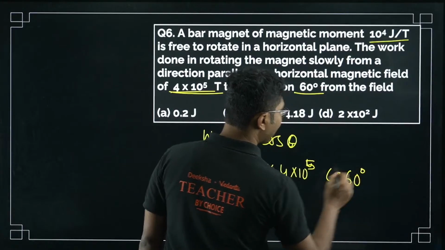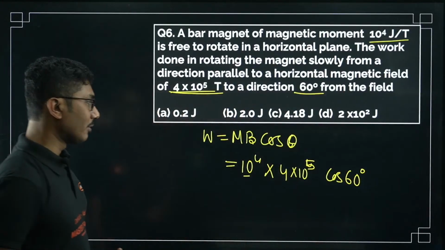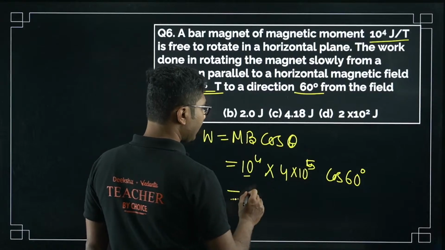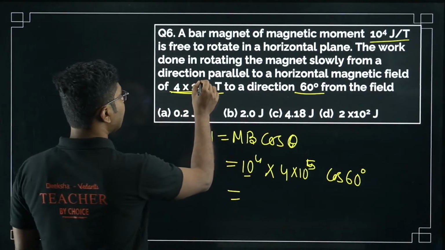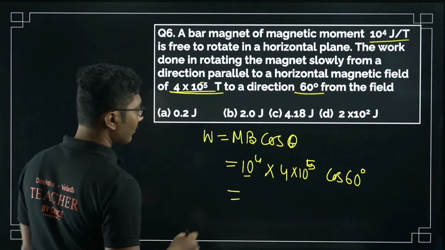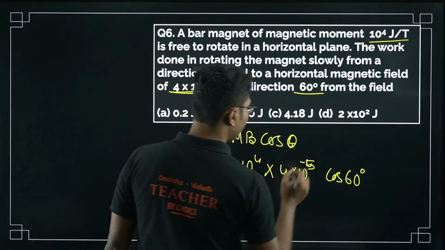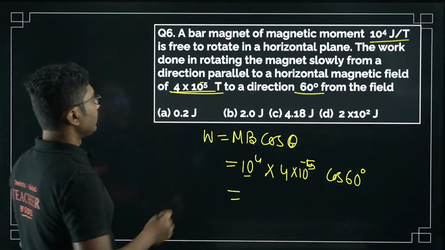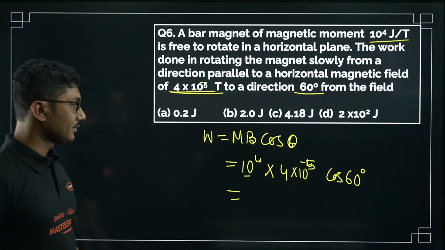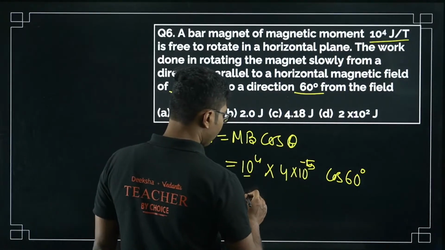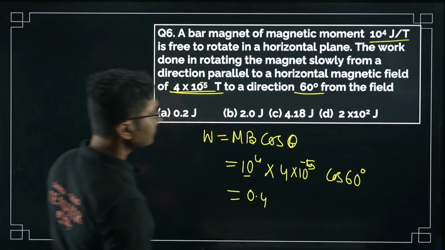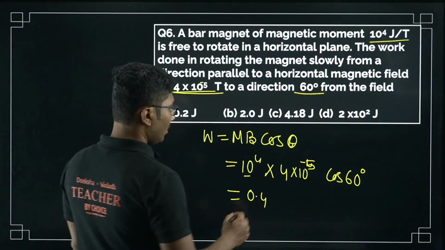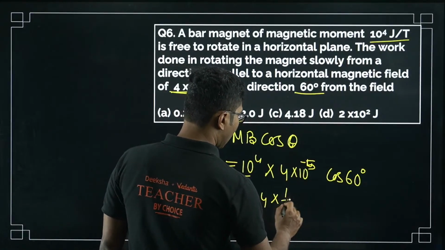Now there is a negative sign, but for most purposes we ignore the negative sign, right? I think there is a mistake here, it will be minus here. Magnetic field cannot be that strong, the exponent will be minus. So it will be 4 into 10 to the power of minus 5, so it will be 0.4 into cos 60. Cos 60 is half.